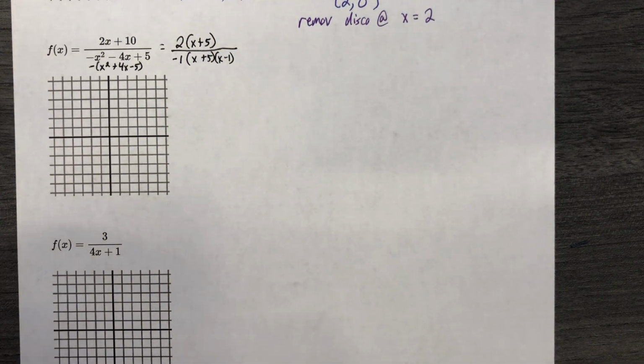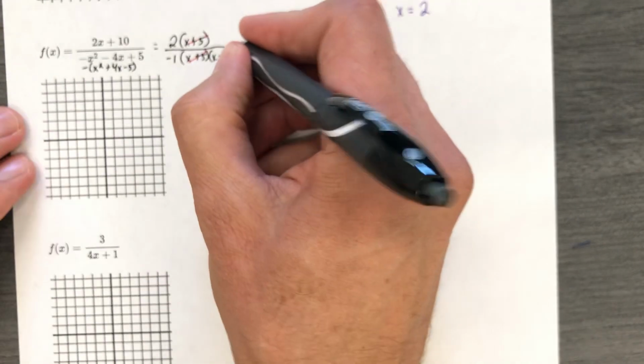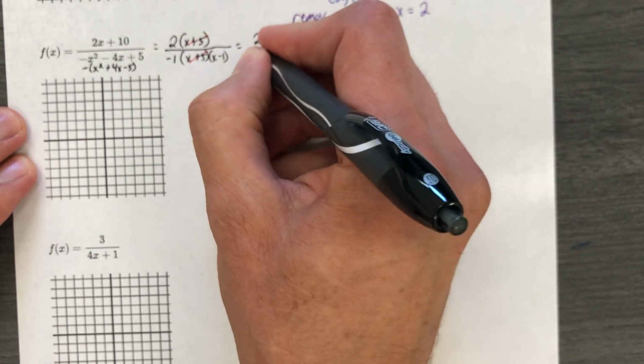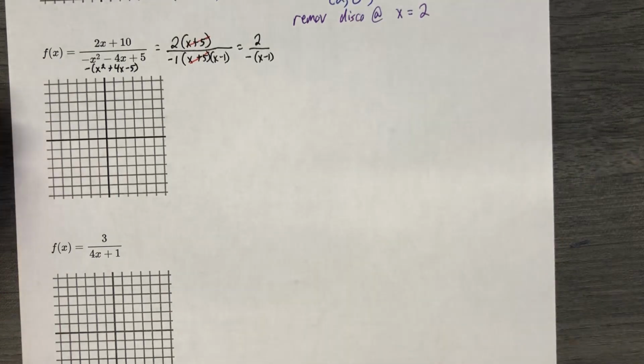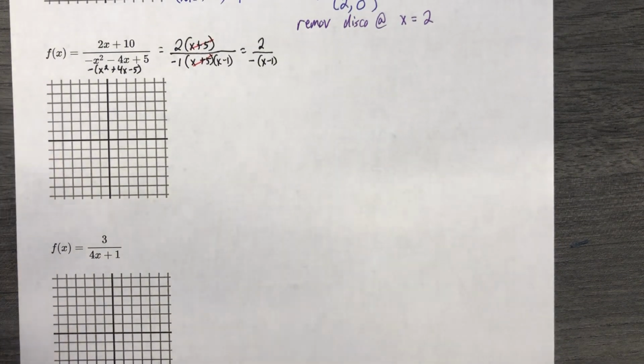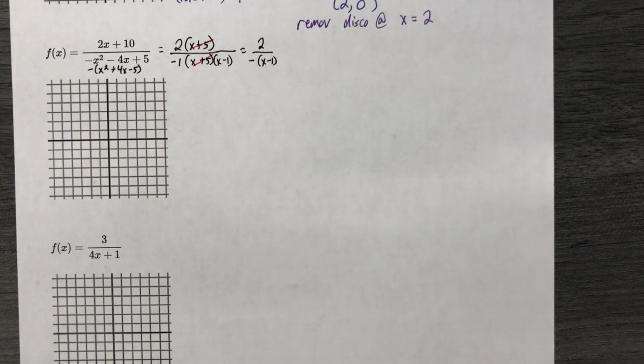I see it. You see it. We both see it. There it is. 2 over negative, and then x minus 1. Okay, wonder what that negative does. Flips it over. There, I said it. I whispered it so you wouldn't hear it.